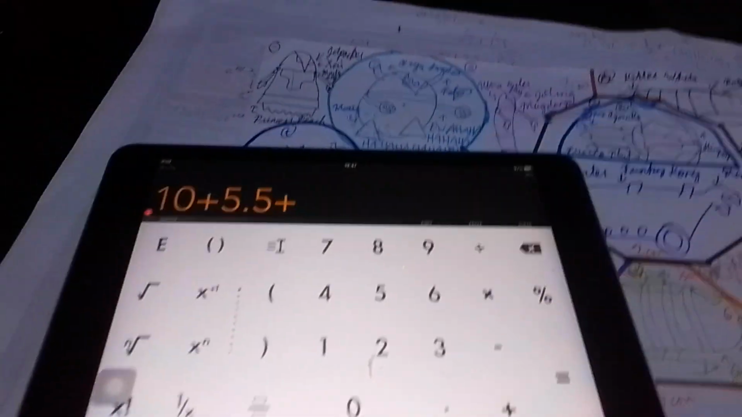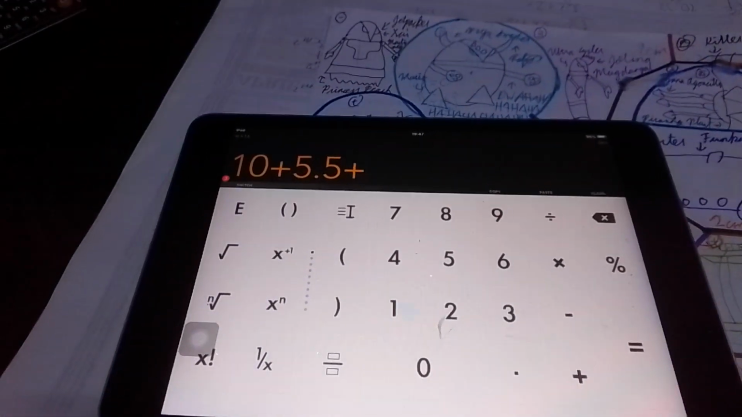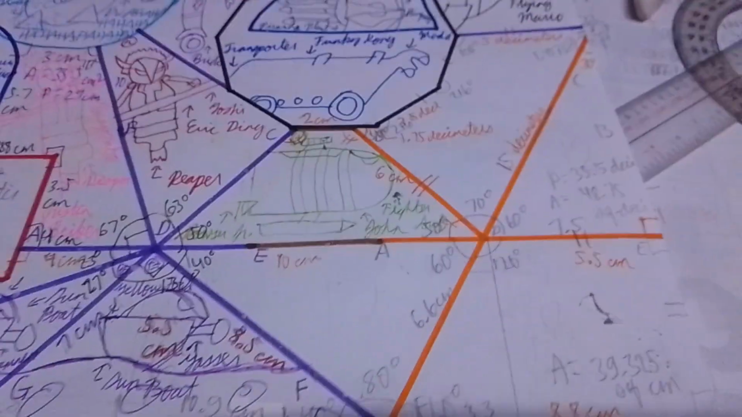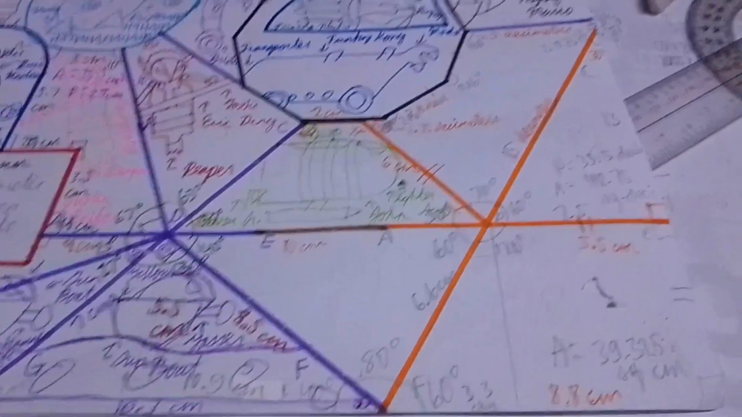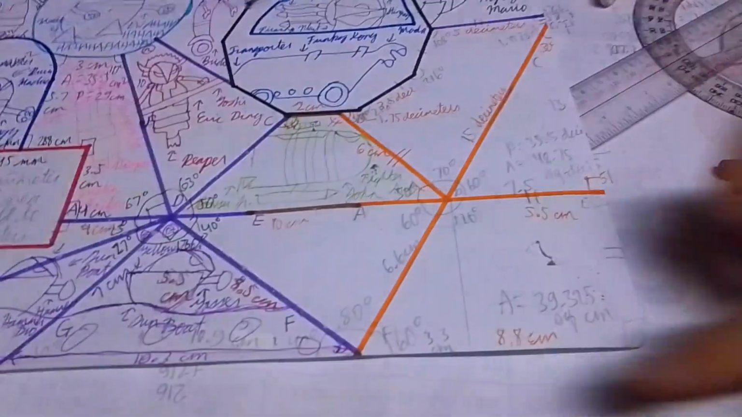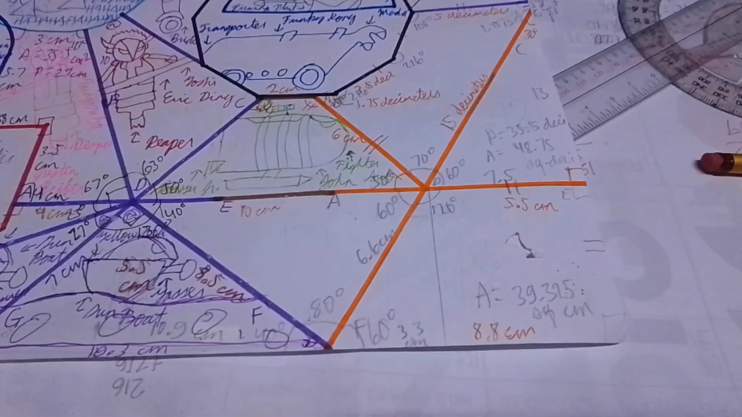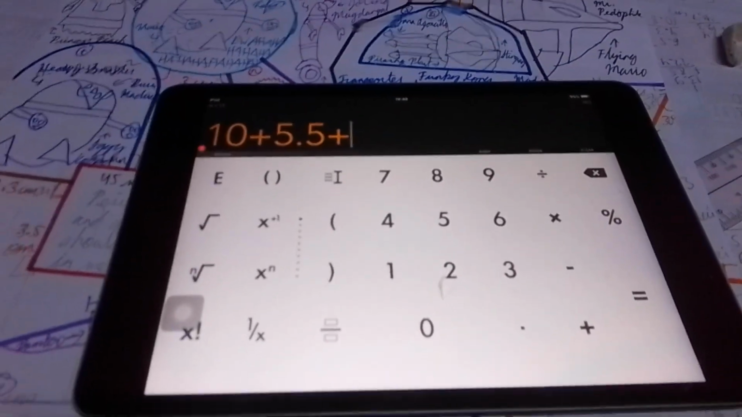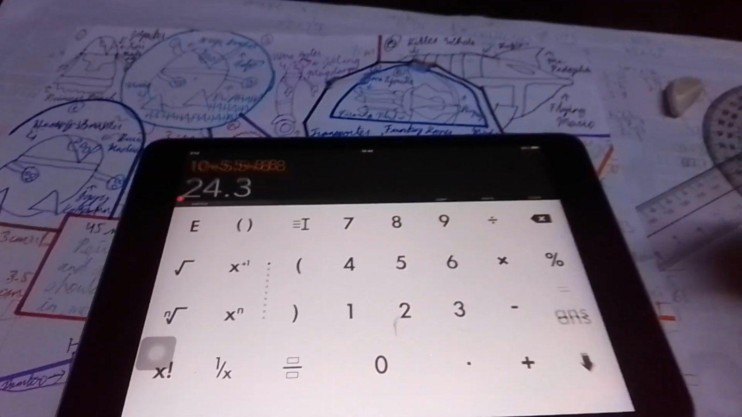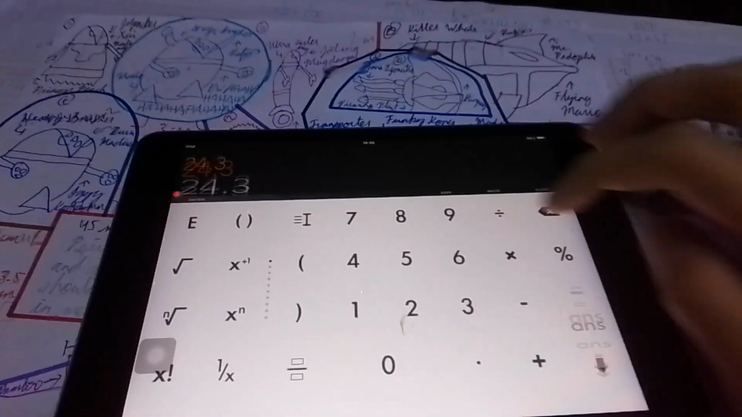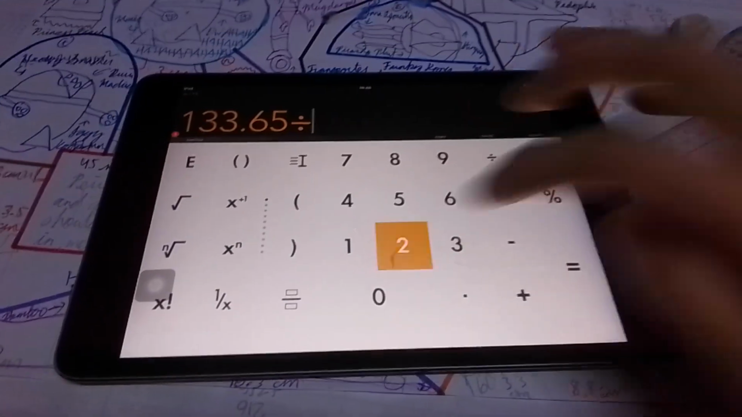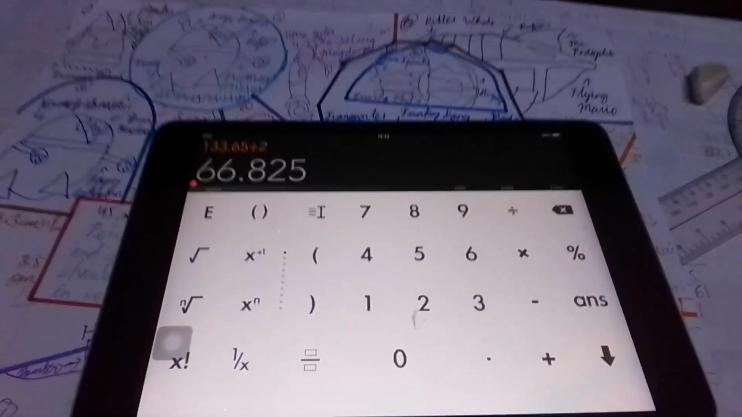Then remember, we have a bottom base. The reason why we did 10 plus 5.5 is because this pertains to the summation of the two bases of both trapezoids. Okay? This one and this one. It's the sum of both so that you can get one whole big trapezoid. Now remember, this is 15.5, plus the bottom base, which is 8.8. Then we should get 24.3. Then multiply that by the height, which is 5.5. Then divide by 2, we should get 66.825.